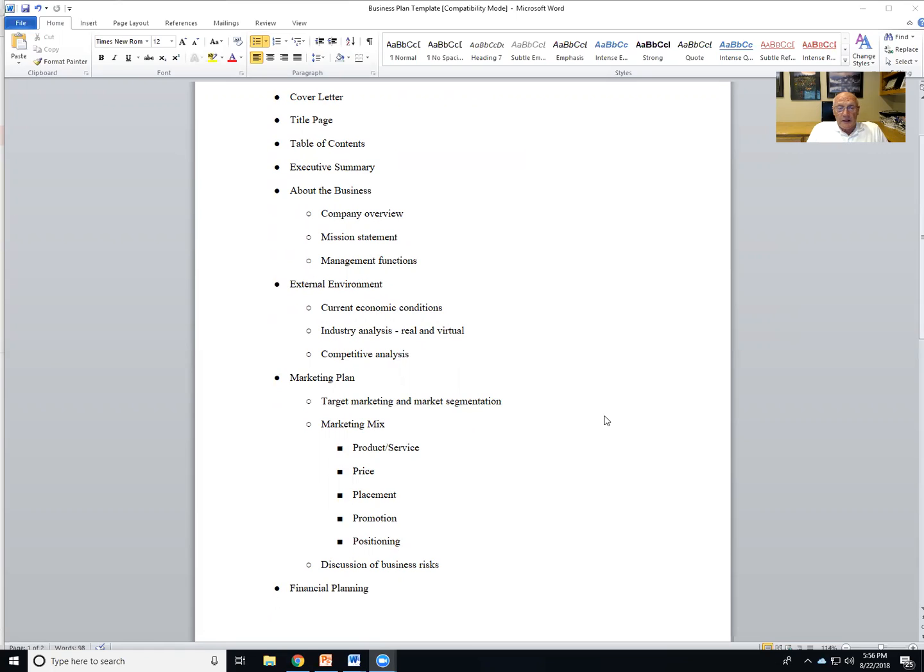Then we need to talk about the external environment. In the case of a touring company, we need to talk about, for example, what the tourism industry is all about worldwide. How many people are going to various places? Where are the favorite destinations? What kinds of money are being spent in this environment?